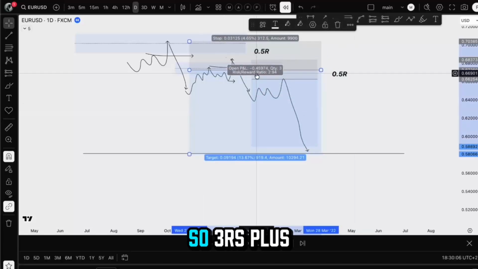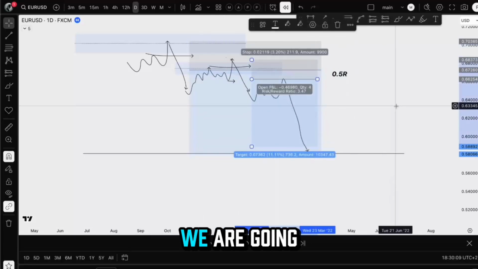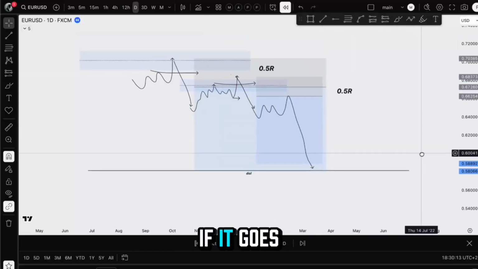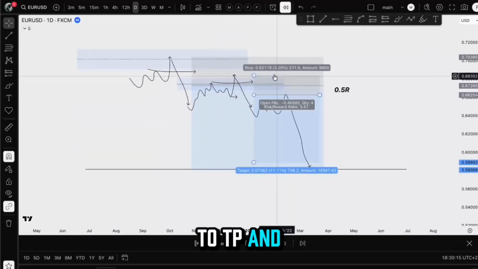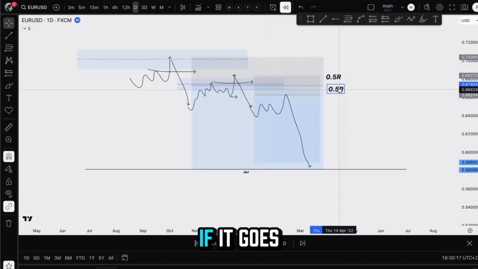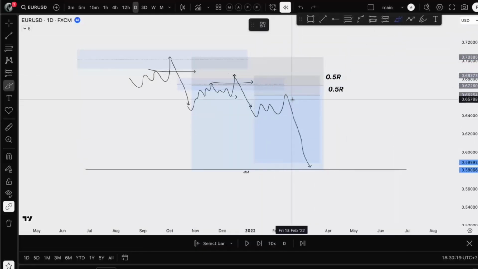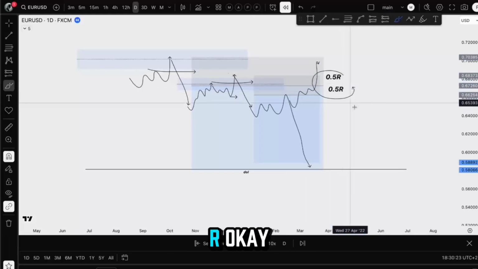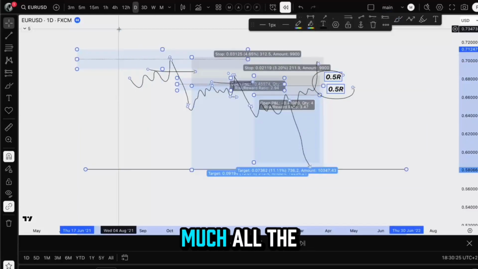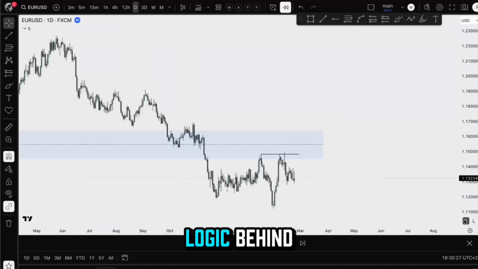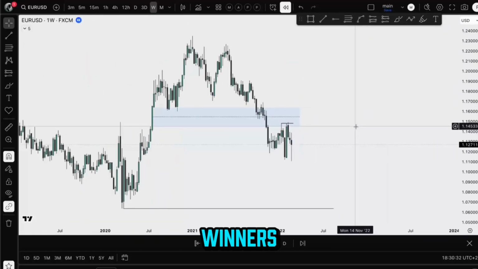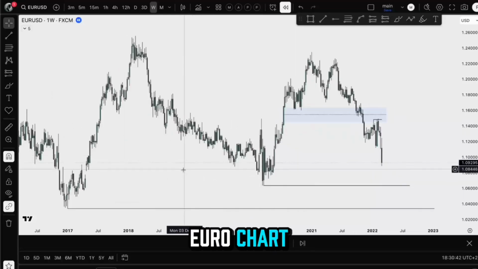So 3 R's plus 2 R's, we are going to win around 5 R's with this trade if it goes to TP, and if we lose, if it goes to the stop loss, we are only losing 1R. Okay, so that's pretty much all the logic behind adding size to winners.